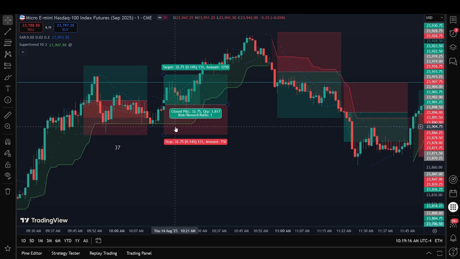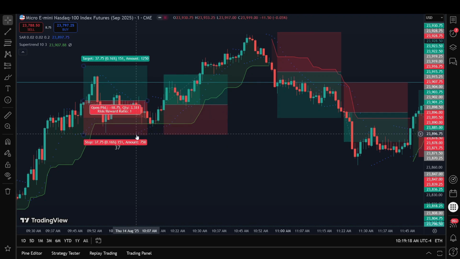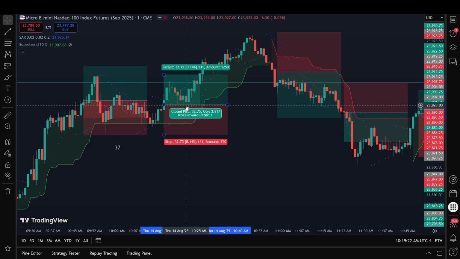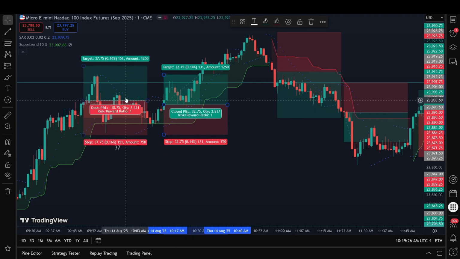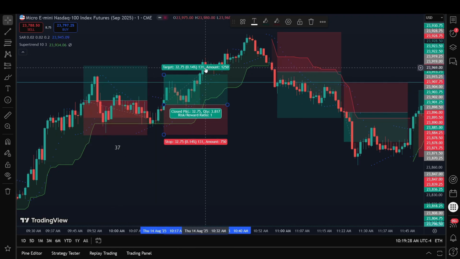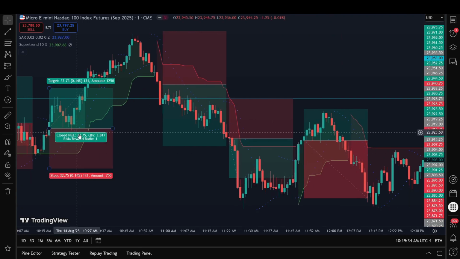This is kind of an entry. We won't count that. I put this here because it's another entry, but it's within this trade. It hasn't taken profit. This trade hasn't taken profit to here. So we won't count that. It's a winner, but we won't count it.